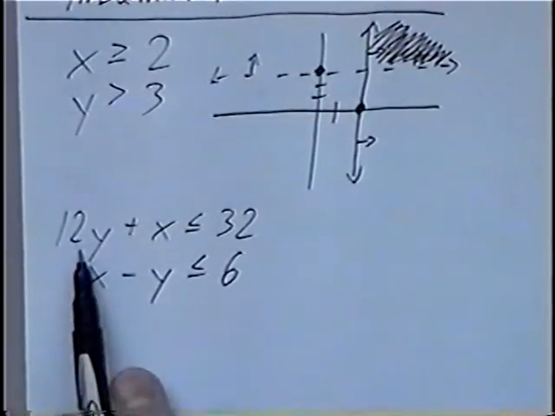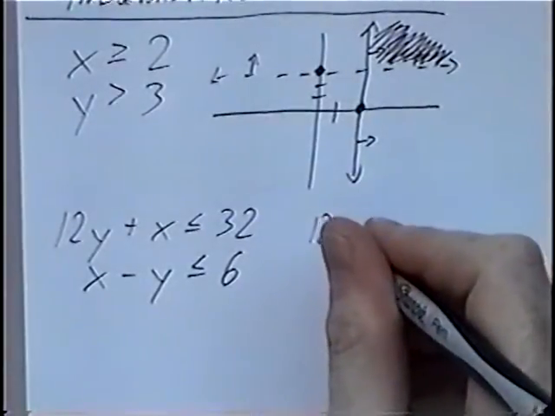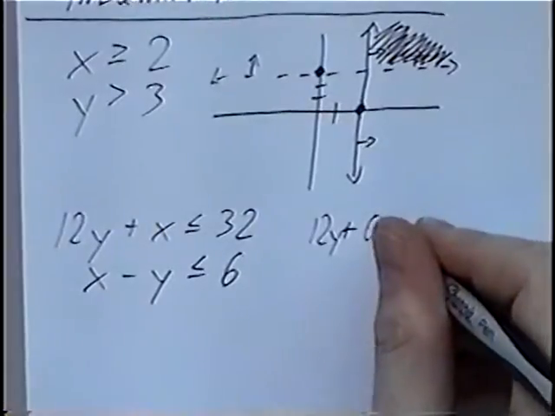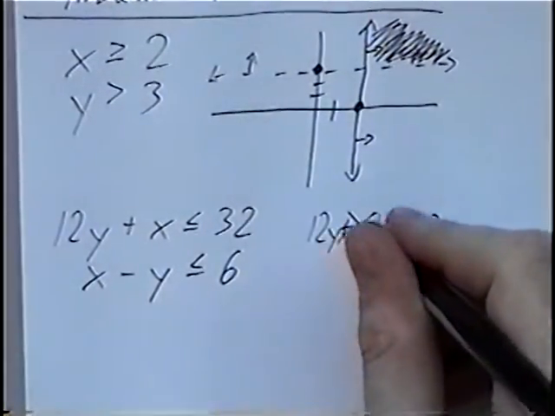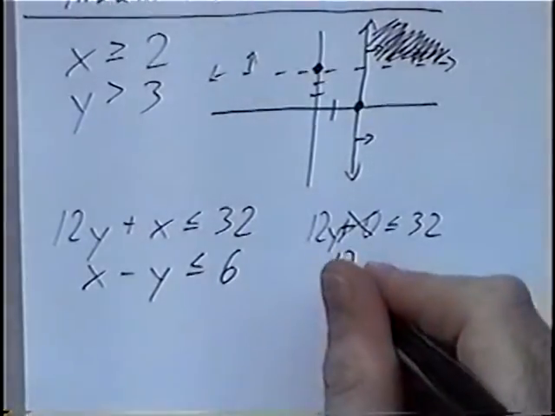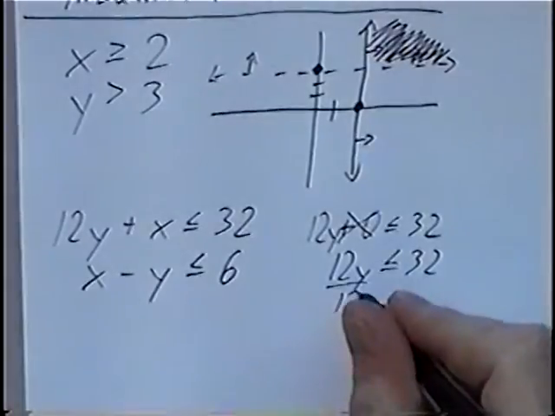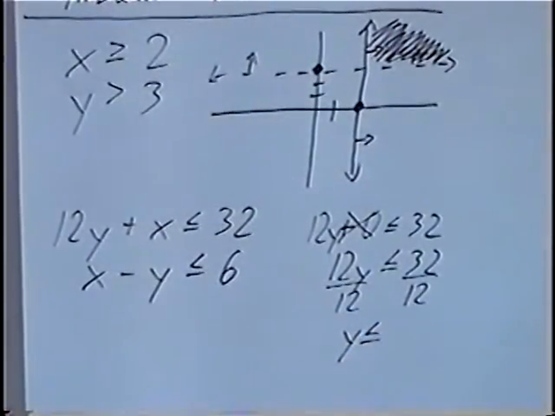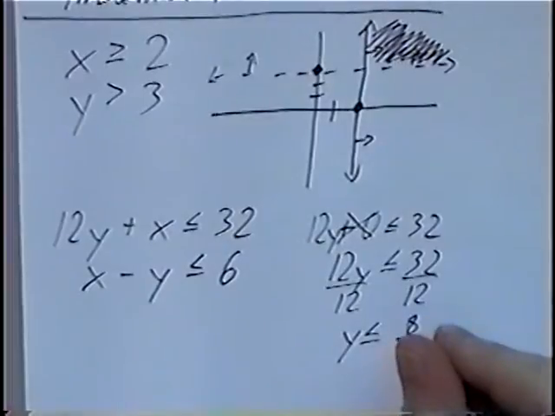The first equation, 12y plus x less than or equal to 32. If we plug a 0 in for x, we'll have 12y plus 0 less than or equal to 32. The 0 we can cross off or ignore. So we'll have 12y is less than or equal to 32, and dividing by 12, we'll have y is less than or equal to. Reducing fractions, we can divide by 4, and we'll have 8 over 3.